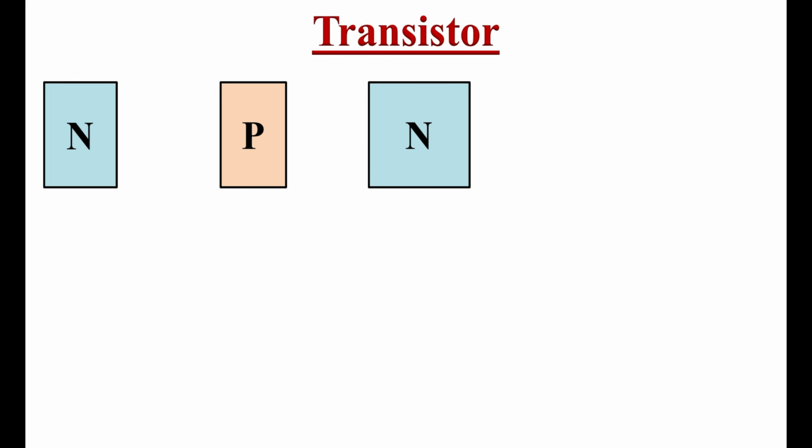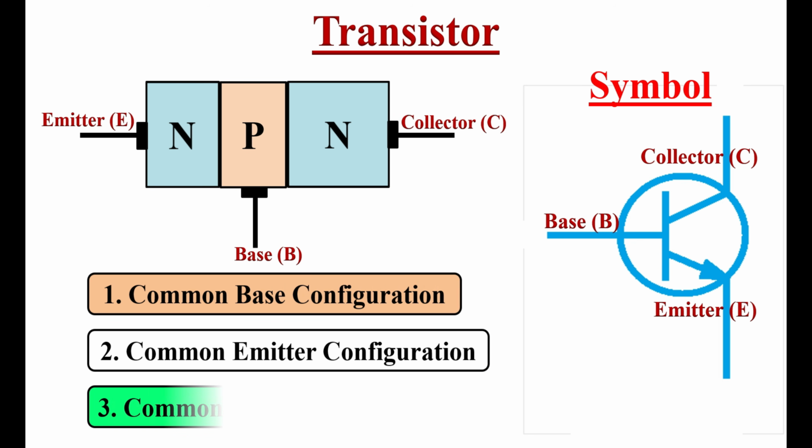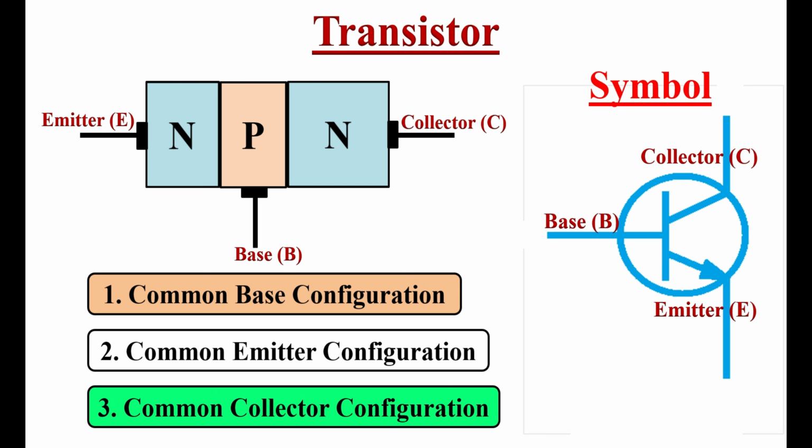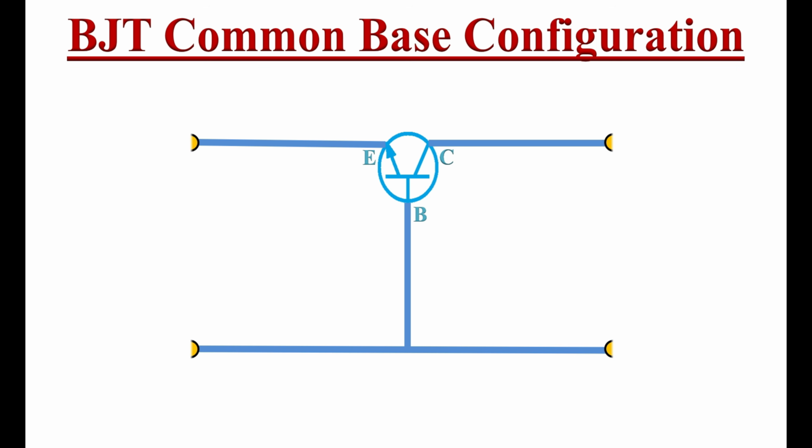Transistor is a three-terminal device, namely emitter, base and collector. Because of these three terminals, we have three transistor configurations. They are common base, common emitter and common collector configurations respectively. In this video, we will discuss common base configuration of transistor. In common base configuration, base terminal is common for both input and output signal.